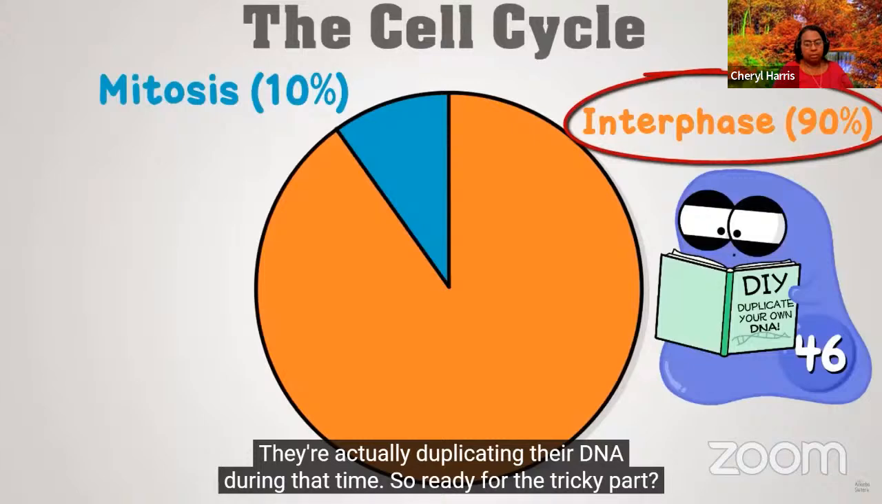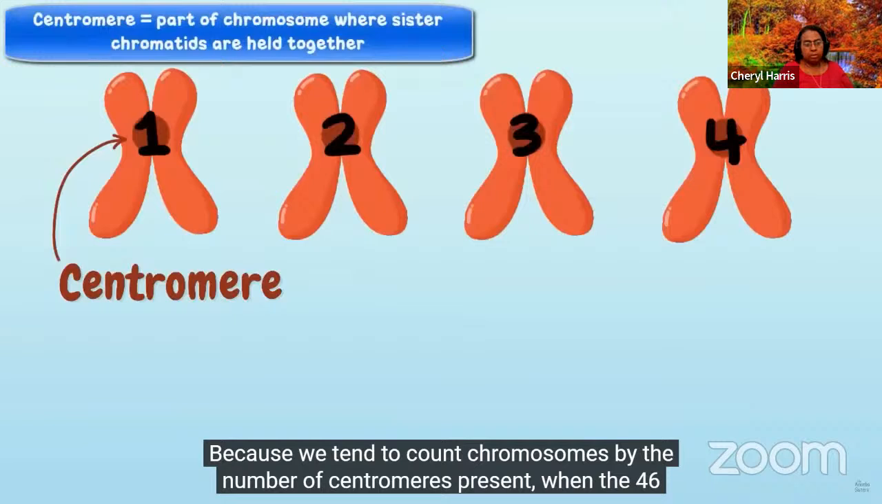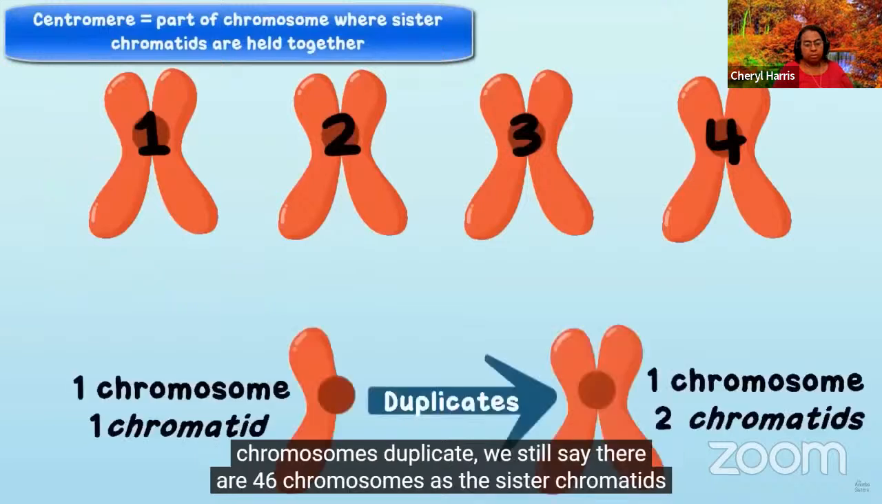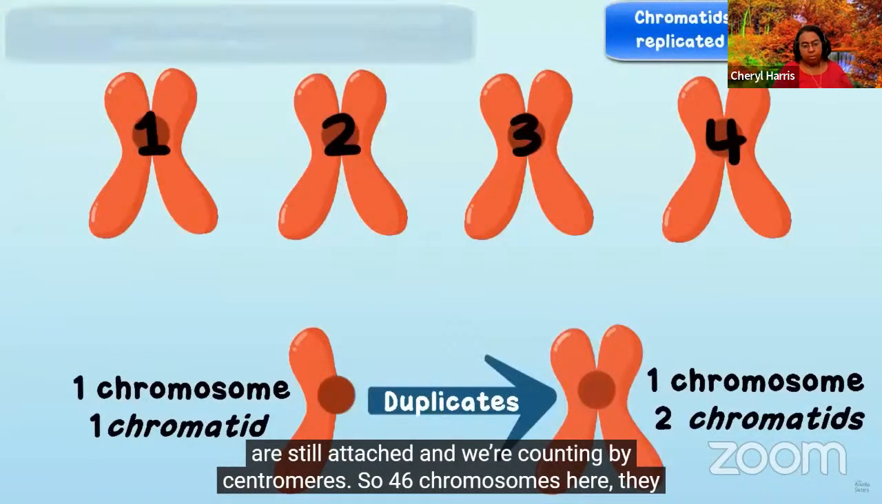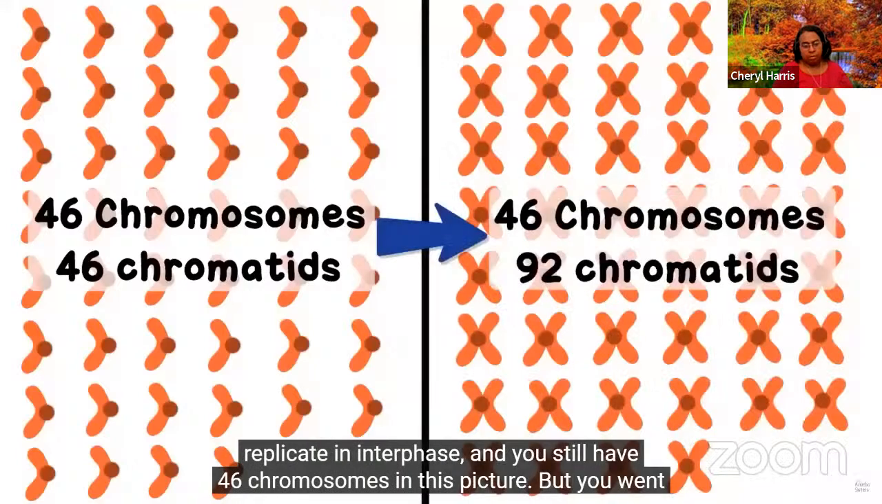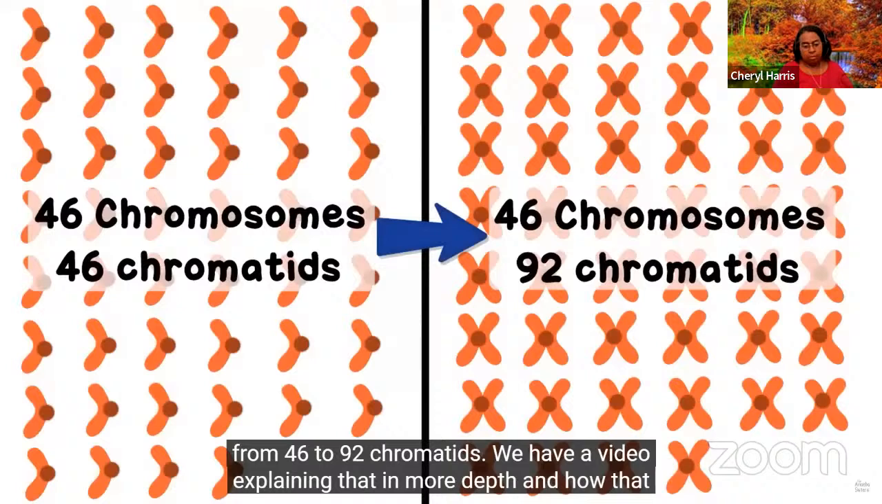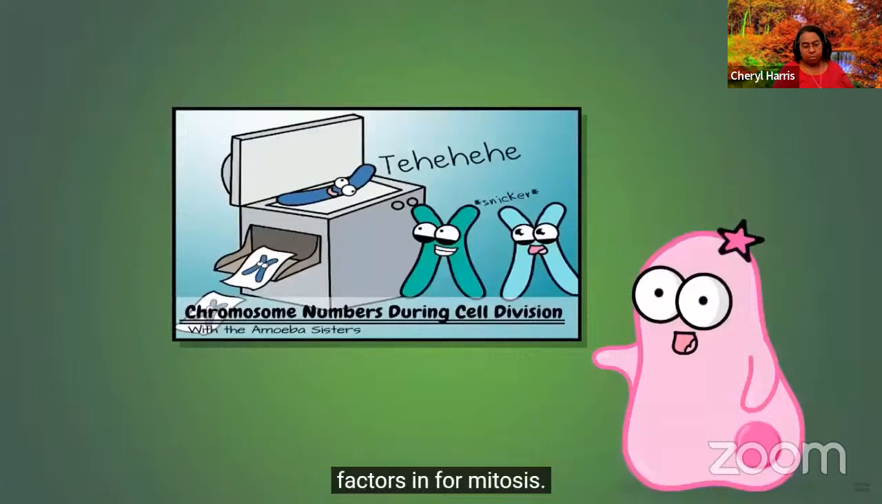So ready for the tricky part? Well, because we tend to count chromosomes by the number of centromeres present, when the 46 chromosomes duplicate, we still say there are 46 chromosomes, as the sister chromatids are still attached. And we're counting by centromeres. So 46 chromosomes here, they replicate in interphase, and you still have 46 chromosomes in this picture, but you went from 46 to 92 chromatids. We have a video explaining that in more depth and how that factors in for mitosis.